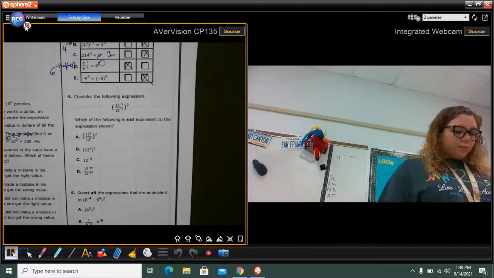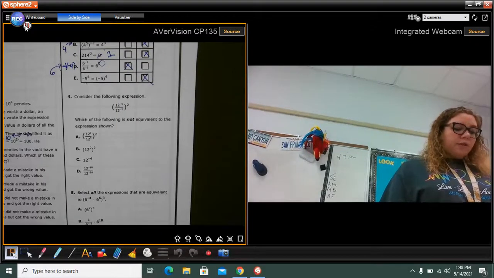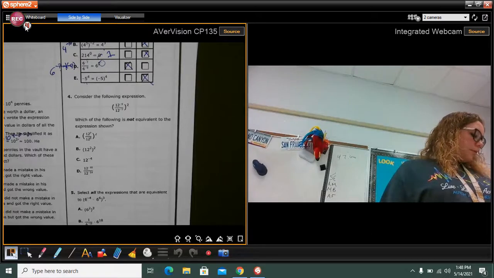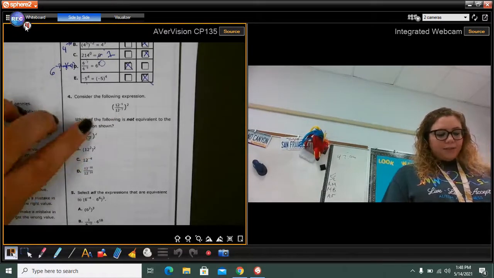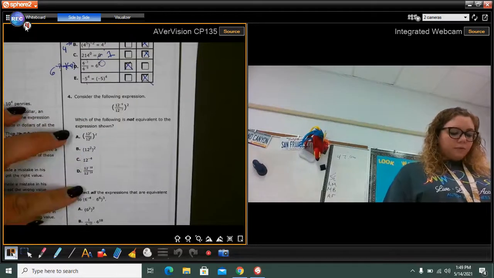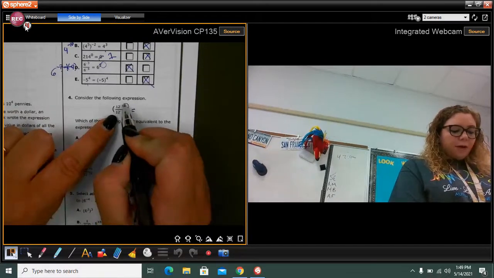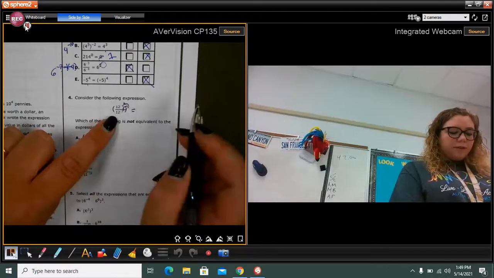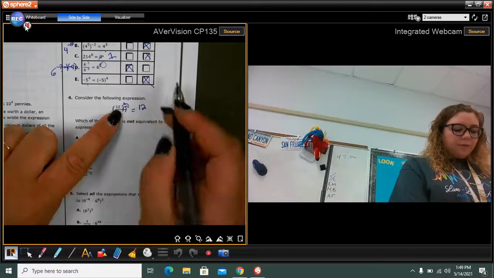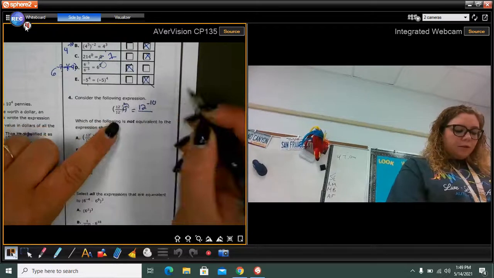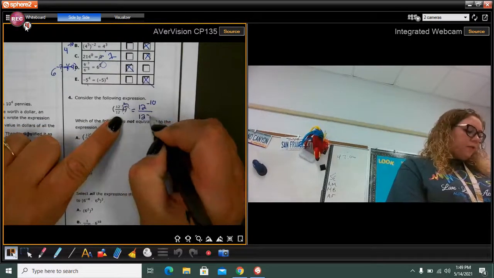Okay. Let's look at the next one. Consider the following expression. Which of the following is not equivalent to the expression below? So guess what we're going to have to do? We need to work out this one and see if it gives us this. Okay? So I have a power to a power. Now I have to distribute this power to each power inside the parentheses. So to do that, I multiply -5 times 2 is -10. And then -7 times 2 is going to give me 12 to the -14.